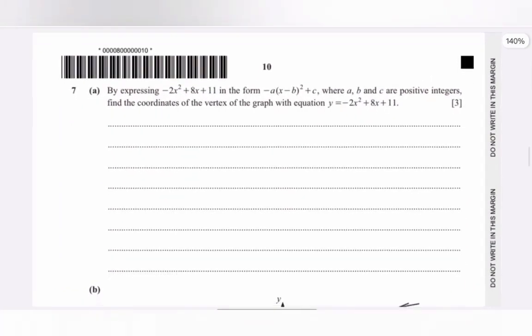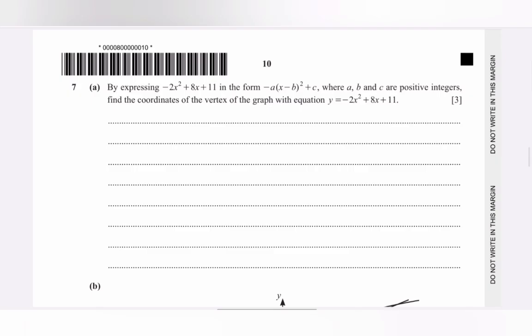And now for number 7, it says by expressing minus 2x squared plus 8x plus 11 in the form minus a x minus b squared plus c, where a and b are positive integers, meaning they are positive numbers, find the coordinates of the vertex of the graph with that equation. So we are going to write that in its completed square form.